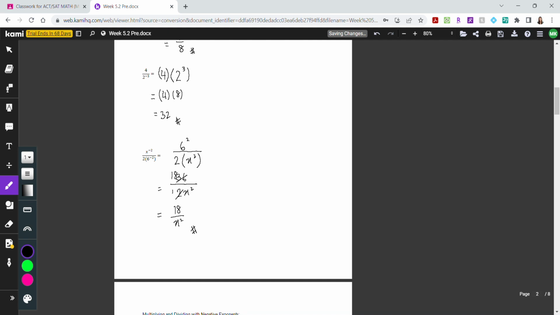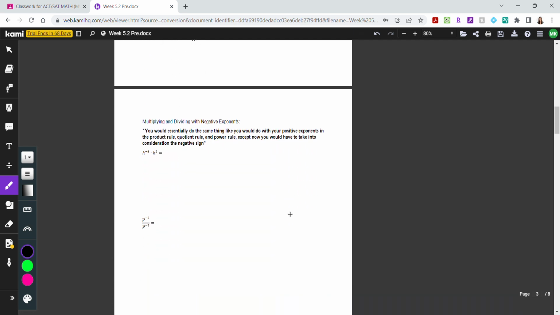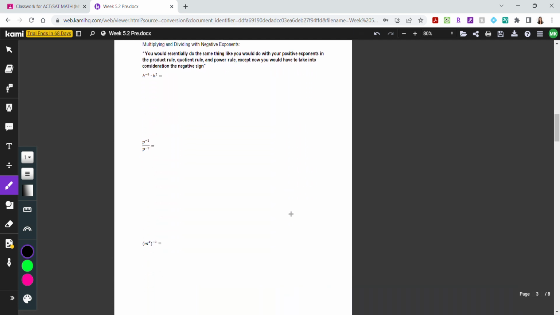It might get a little bit tricky and confusing with negative exponents, so if you have any questions, bring it to your deep dive lesson or shoot me an email. All right, now with multiplying and dividing with negative exponents, essentially it is the same thing that you would do with your positive exponents in the product rule, the quotient rule, and the power rule, except now you do have to take into consideration the negative sign. So let's take a look.